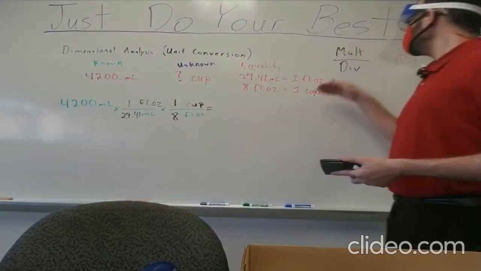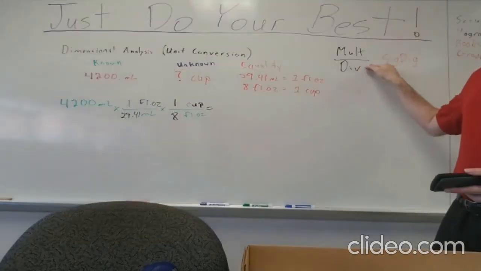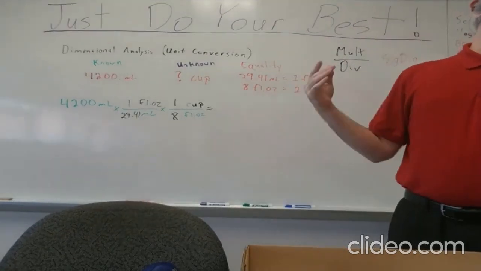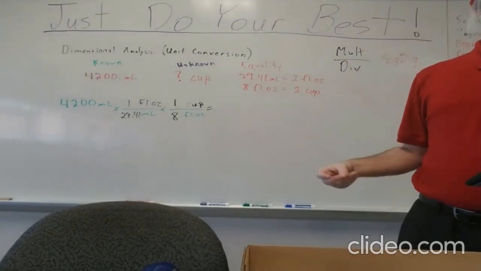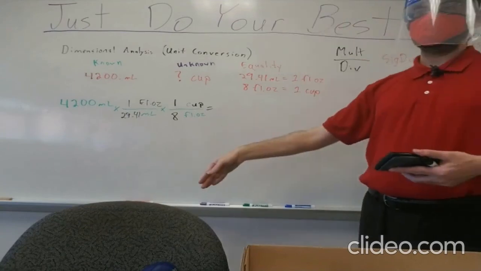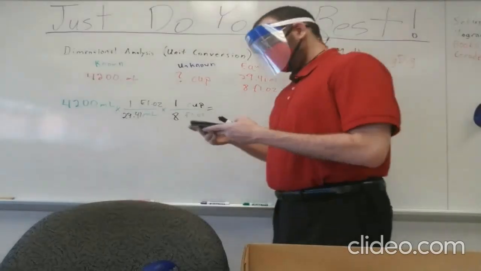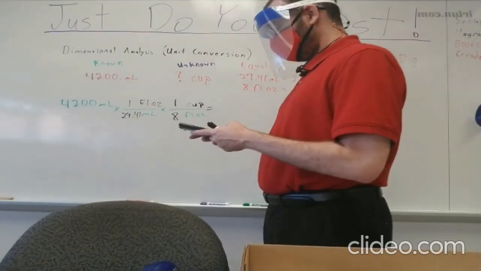If it's on the top, multiply. If it's on the bottom, divide. It's the beautiful thing about dimensional analysis. It tells you to multiply or divide as long as you do it properly. That's why dropping it down right away is super important. If you can do that, you're golden. It's not going to be too bad.